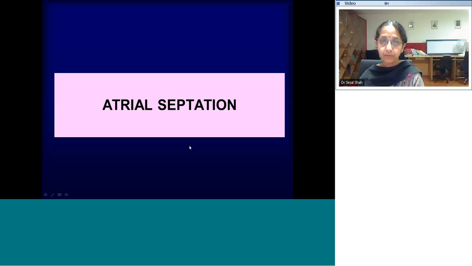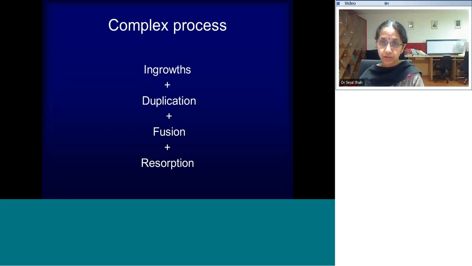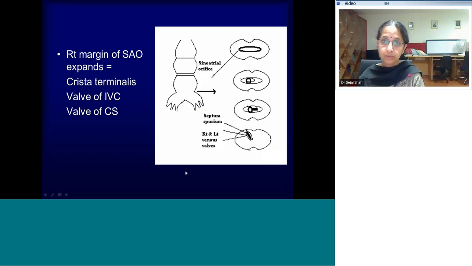Now coming down to the third step, which is the atrial septation. Initially, we have to understand that there are multiple things happening in the development of the interatrial septum. It's a combination of ingrowing, duplication, fusion, and resorption. To start with, this is the future atria and this is the sinus venosus. The indentation seen in between is the sinoatrial area, and the sinoatrial area has a sinoatrial orifice.